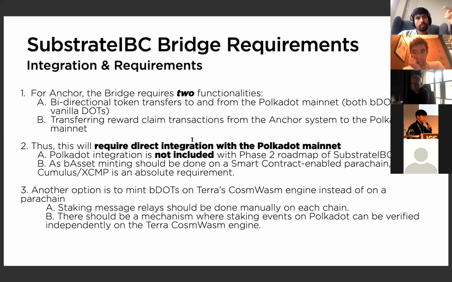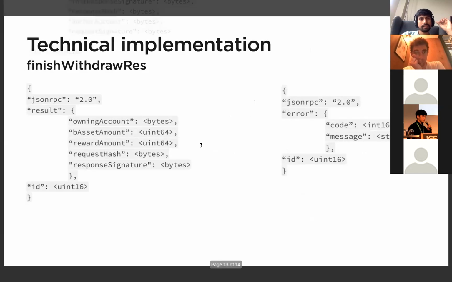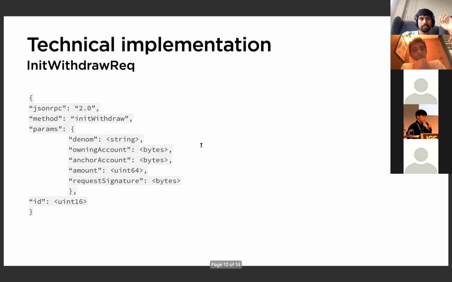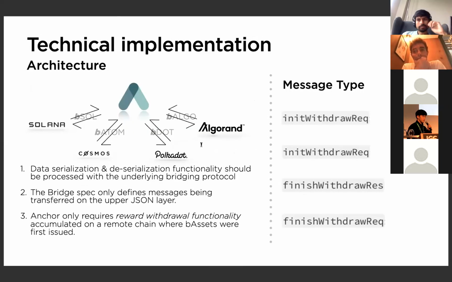So, could you go back to this initiate withdraw request slide, which lists all the transactions? This one? Yeah. So the thing I'm quite curious about is this flow, initiate withdraw request and finish withdraw request. When I read it, my initial impression was this makes total sense when we are thinking of a Cosmos SDK chain. And from the Terra chain, you are sending these requests to a Cosmos SDK chain, reward withdrawal happens and then comes back.